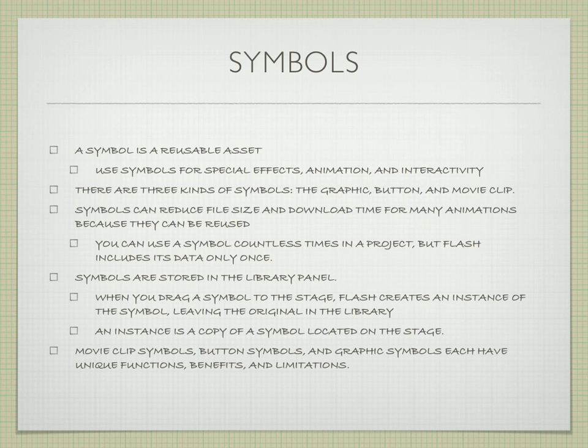First, about symbols. A symbol is a reusable asset that you can use for special effects, animation, or interactivity. There are three kinds of symbols: the graphic, button, and movie clip symbol. Symbols help you to reduce the file size and download time for animations because they can be reused. You can use a symbol countless times in a project, but Flash includes its data only once. Symbols are stored in the library panel. When you drag a symbol to the stage, Flash creates an instance of the symbol, leaving the original in the library. An instance is a copy of a symbol located on the stage.